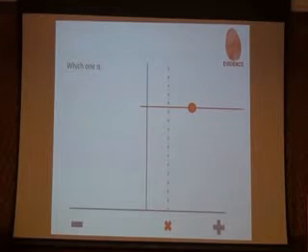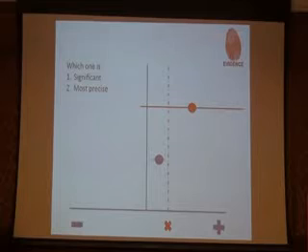This one and this one. Which one is significant? Blue. And which one is most precise? Blue. Now, let's assume that you have no other choice. This is a cancer patient, and you are comparing two treatments.